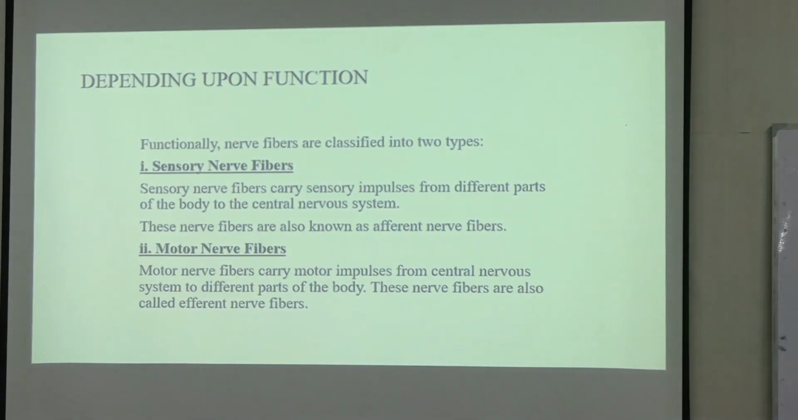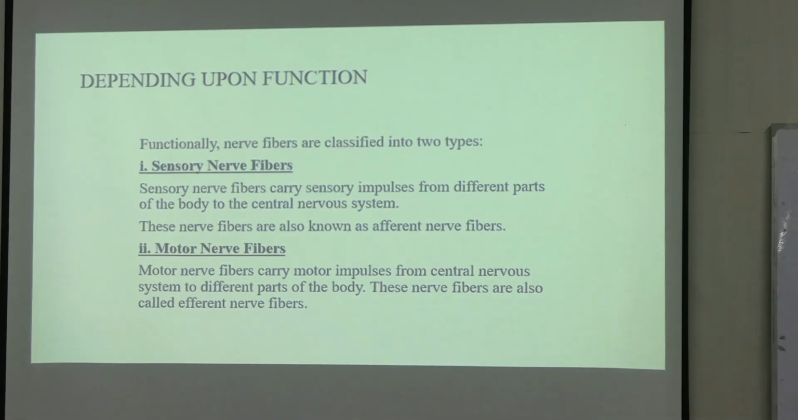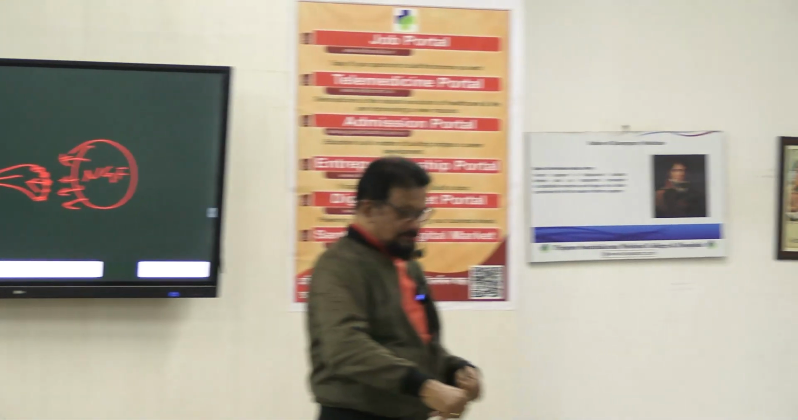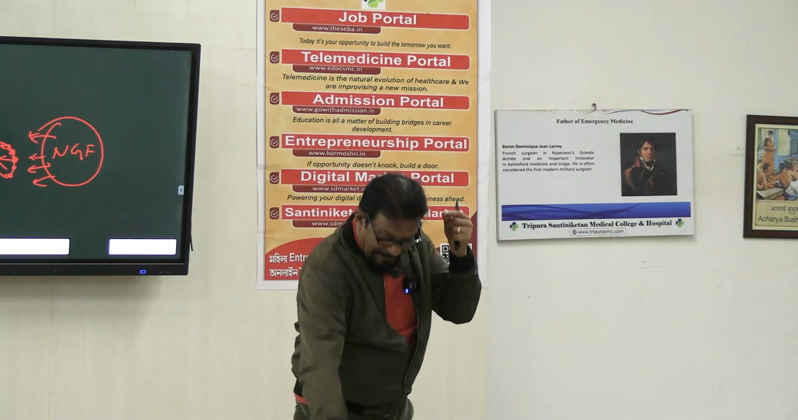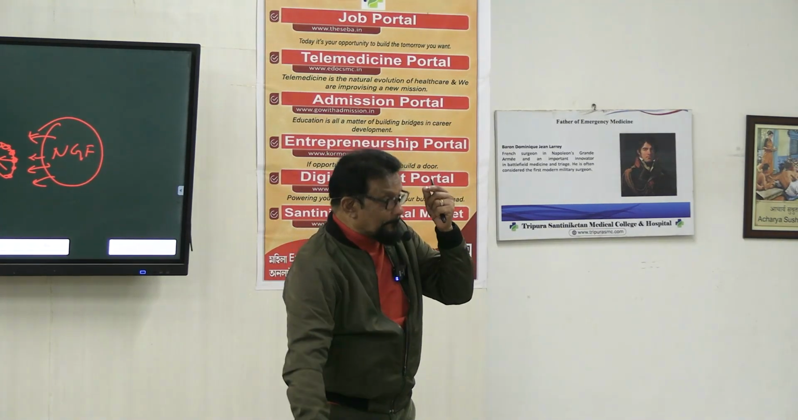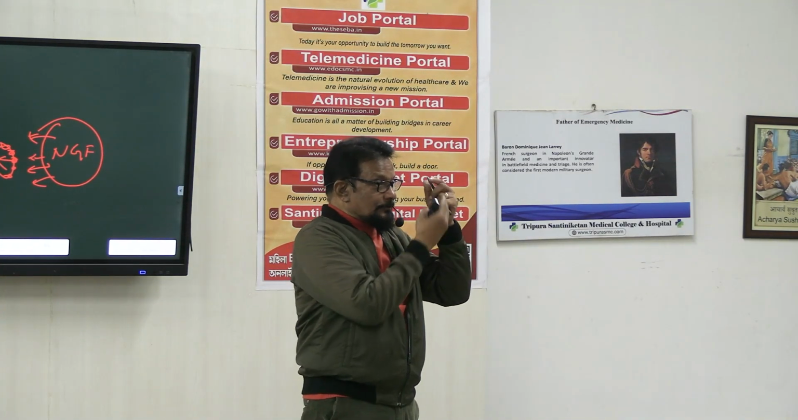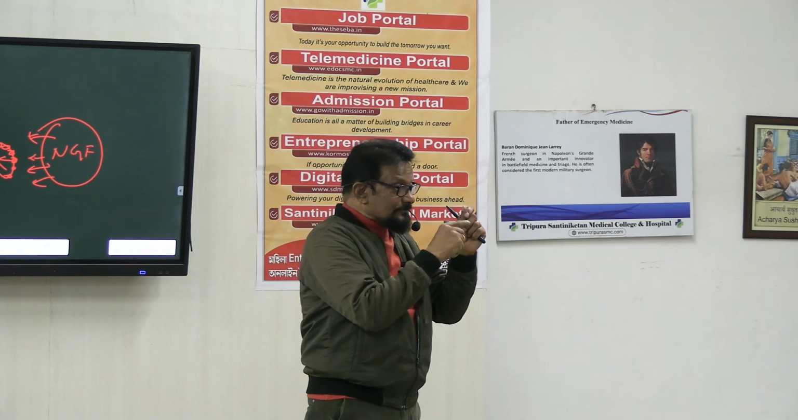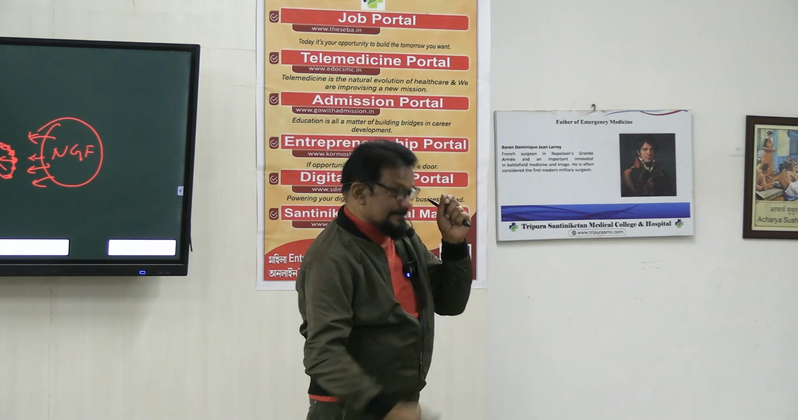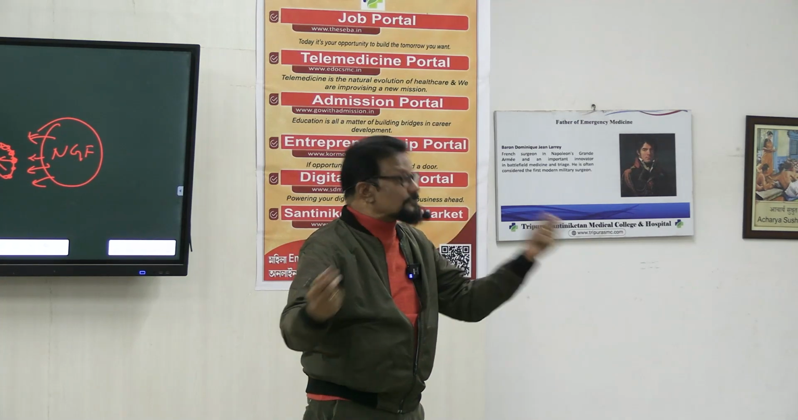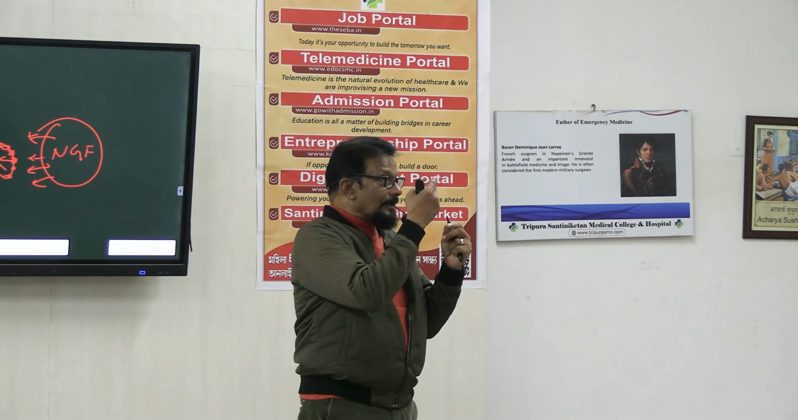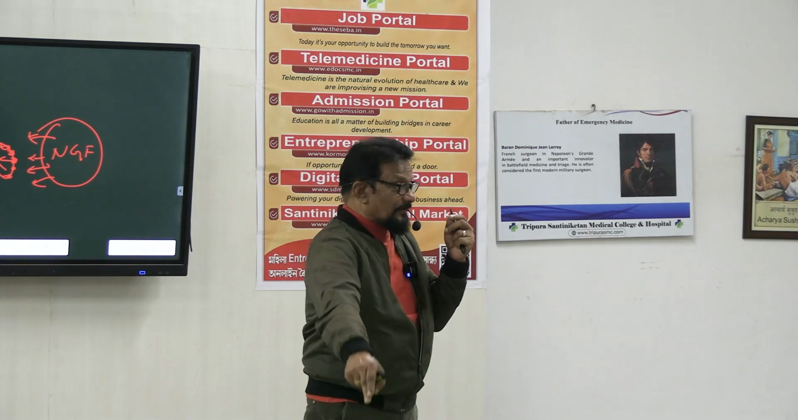Sensory nerves, we know somatic nervous system. The peripheral nervous system is autonomic and somatic. The somatic nervous system has sensory nerves and motor nerves. The sensory nerves bring sensation from the periphery to the center, and motor nerves make the response. They send impulses to the effector organs and produce the action. So these are afferent nerves and these are efferent nerves.